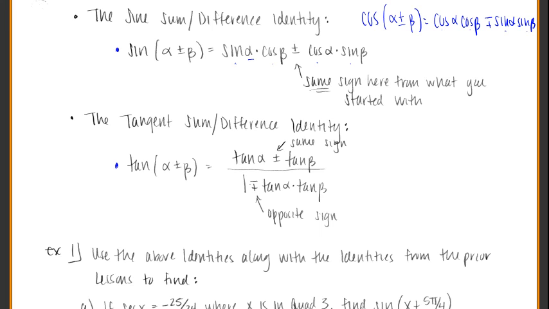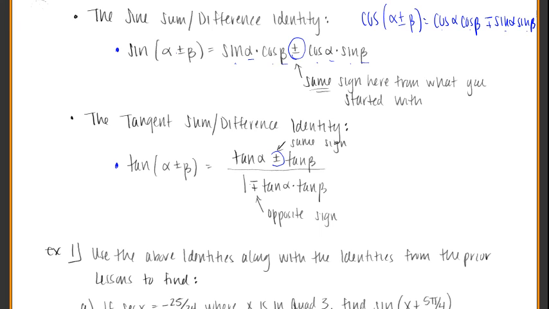It's always the first angle, second angle, first angle, second angle. It's just that now it alternates between sine and cosine, then cosine and sine. And what's in the middle is your same sign. If it was a plus on the left, it's a plus on the right. Okay. Tangent's a little bit different.